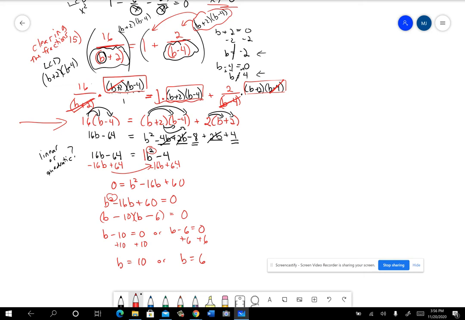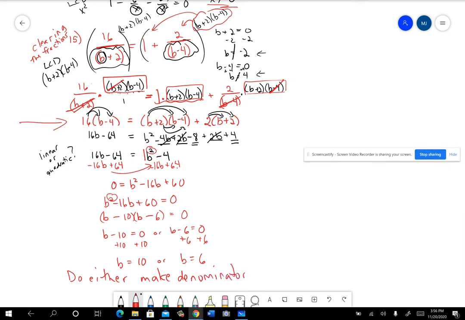Now, assuming all my arithmetic and work in there is okay, I still need to check on something, because even though I might have done all of this right, 10 and 6 may not work in the original. I have to consider that. The question you have to ask is, do either make the denominator 0? Don't forget to ask that. Okay, so you really need to think about that. Do either make the denominator 0?